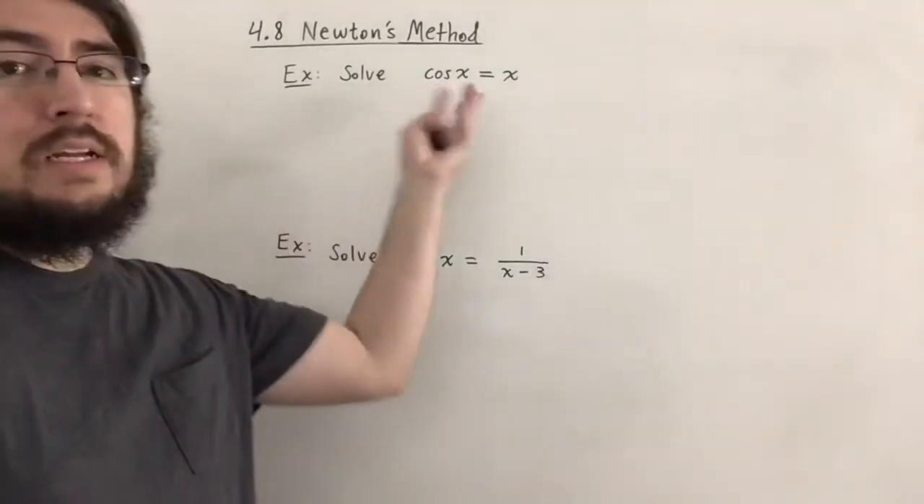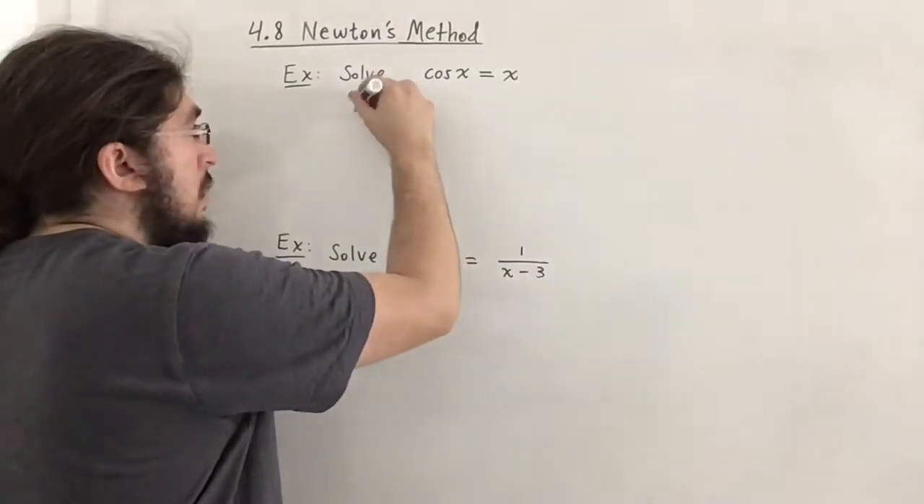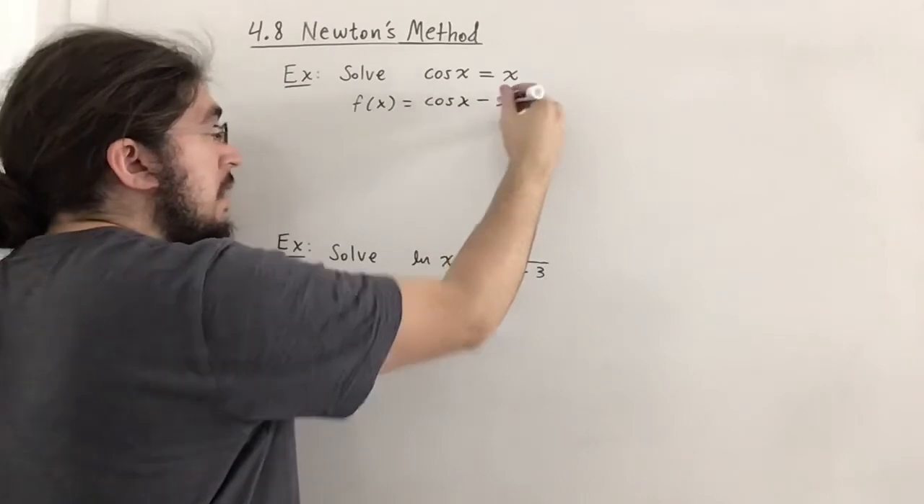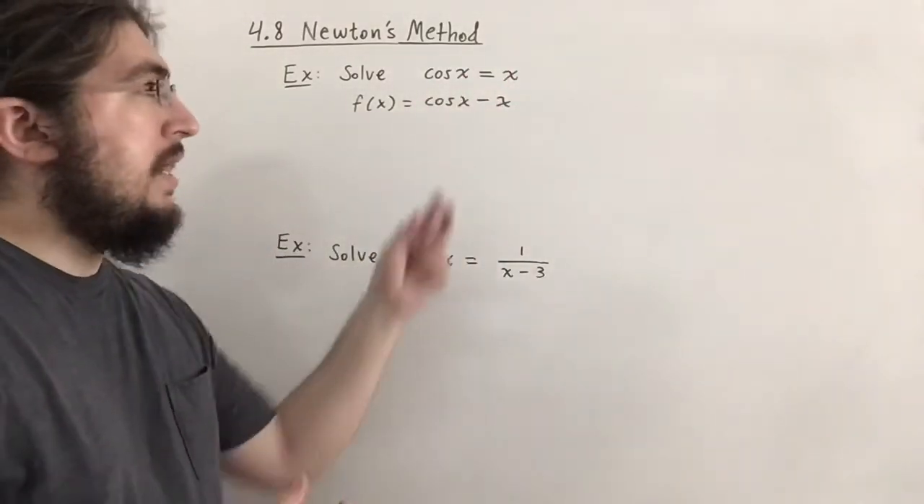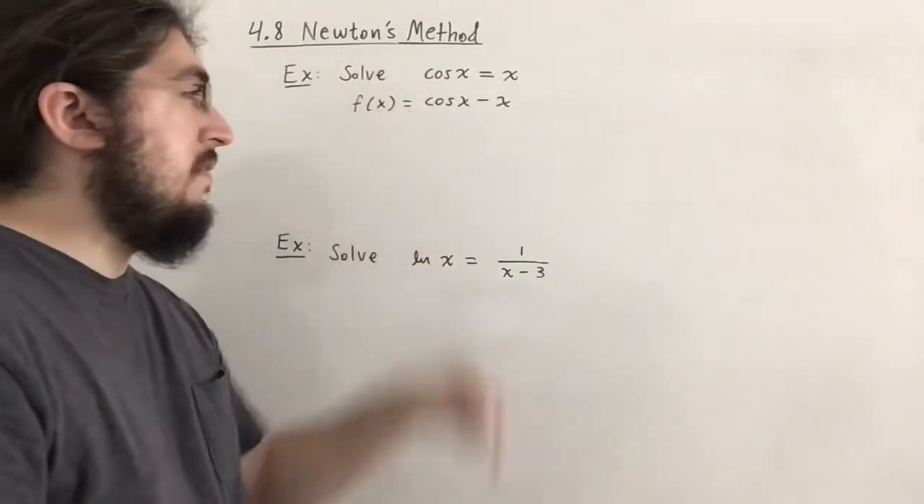So now notice this is an equation, not a function equals 0, but we can always make it like that by moving things around. So we're going to let f of x equal cosine of x minus x, because notice when it's equal to 0, add x to the other side to get this. And the way I got this was just subtracting x to one side to solve for 0, and then call that non-zero side f of x.